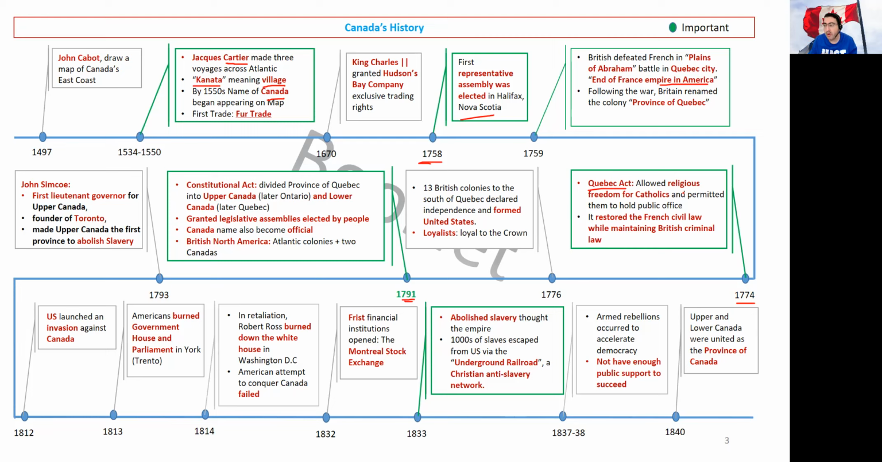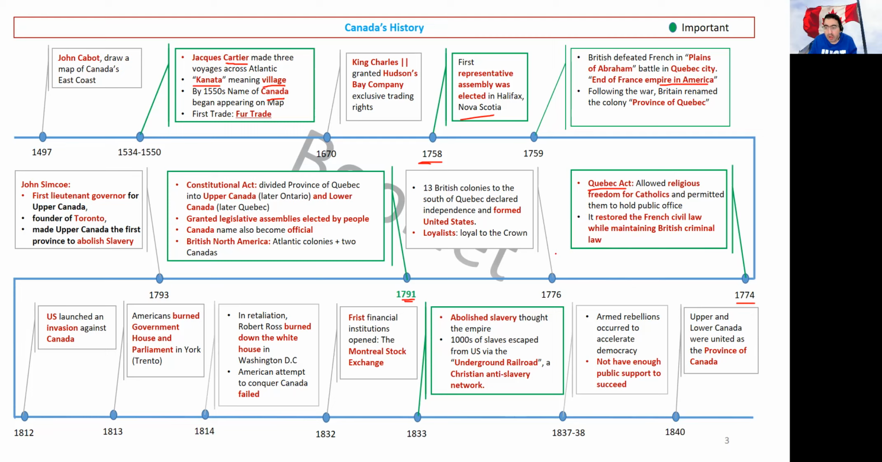First, it allowed them to practice their Catholic faith and have their own churches, so it is religious freedom. Second, it permitted them to hold public offices and elections, so they could practice political life in Canada. Third, it restored the French civil law while maintaining the British criminal law. Before this act, the law used in Canada was the British criminal law, but after the Quebec Act they also considered the French civil law. So they merged the two laws together.